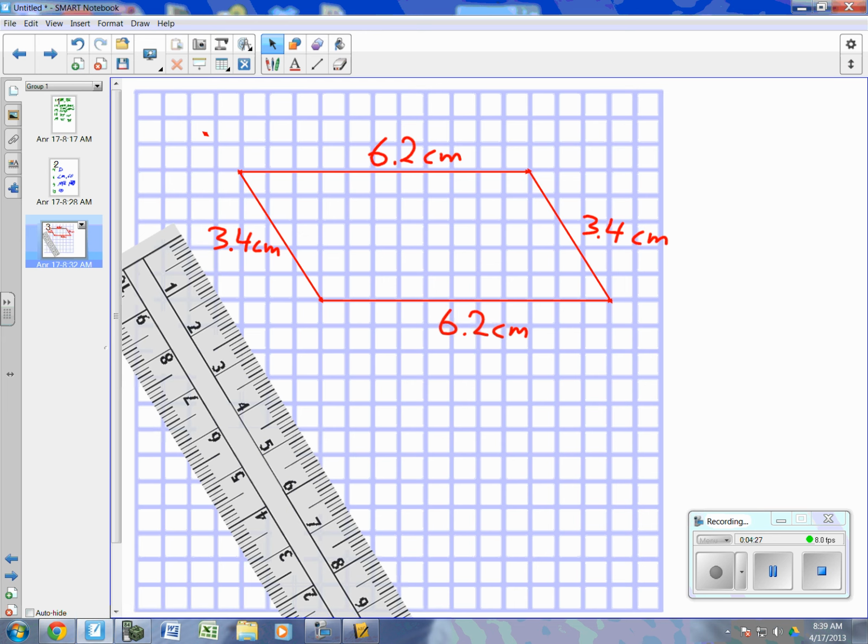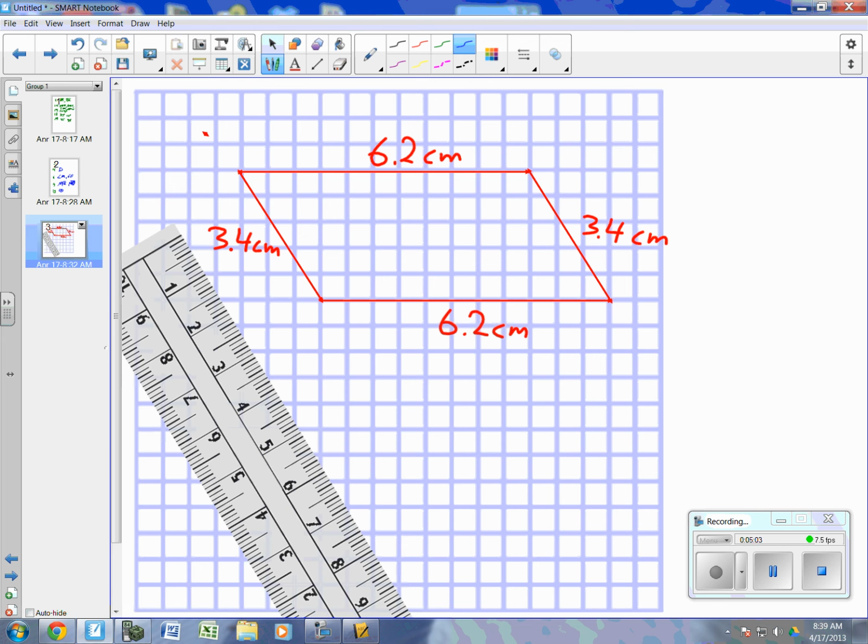What did you guys discover about the sides of a parallelogram? Well, by definition, and we constructed this way, the sides are parallel. What else could we say about the sides of a parallelogram? Opposite sides are congruent, right? You should have found out these two sides right here, like mine, are both 3.4, and the top and bottom are 6.2.